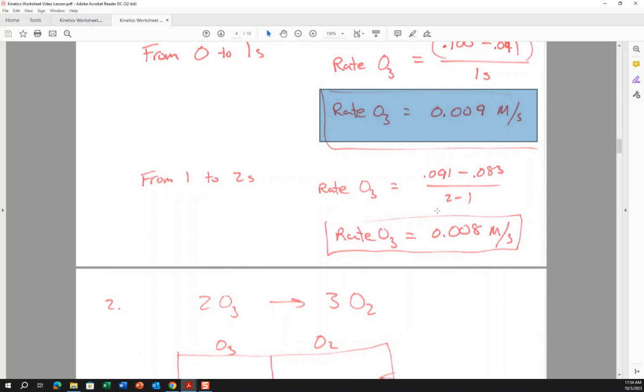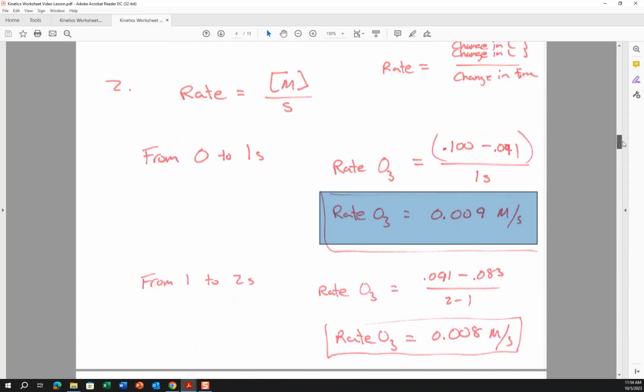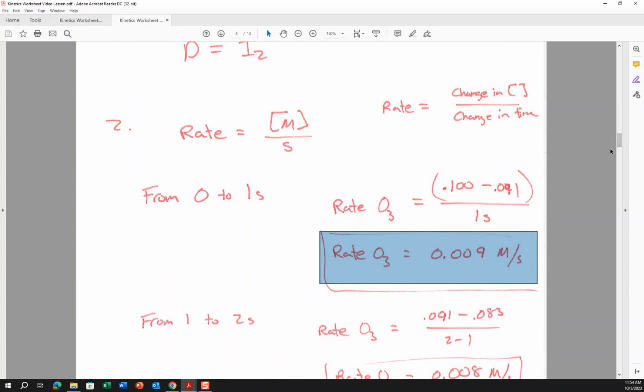So notice the rate of disappearance is decreasing as time goes on, and that's because as we get less and less ozone, we have less particles for the reaction to occur, so the reaction is going to occur more slowly. So the rate of the forward reaction is always going to be the fastest at the start of the reaction, and as time moves on, it's going to slow down. And the rate of the forward reaction at time 0 is always going to be 0. It's going to be the slowest because you don't have any products.